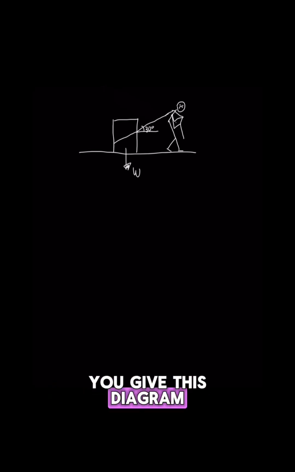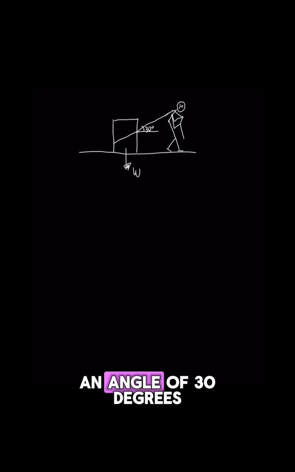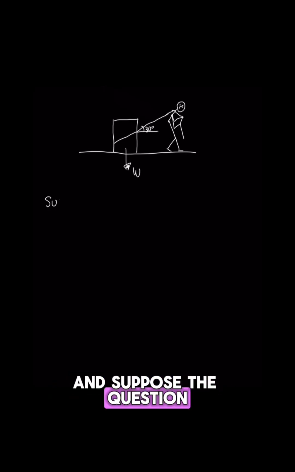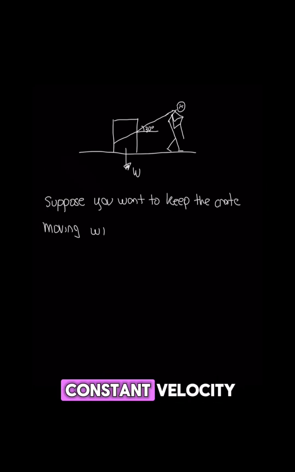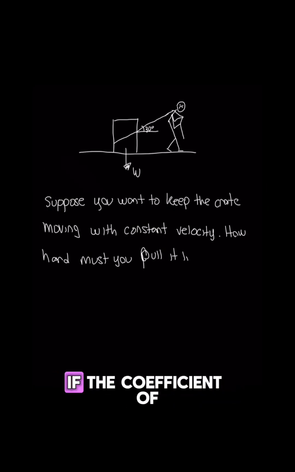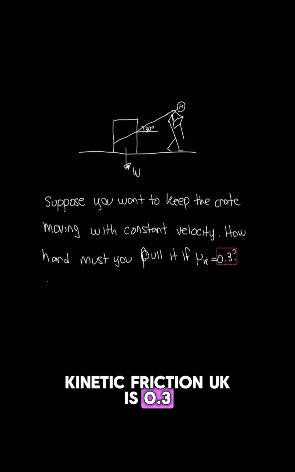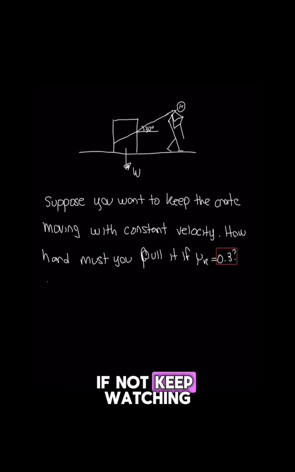Alright, so let's say you're given this diagram, a guy trying to pull this mass at an angle of 30 degrees. And suppose the question wants you to keep the crate moving with constant velocity. How hard must you pull if the coefficient of kinetic friction μk is 0.3? Would you know how to solve? If not, continue watching this video.